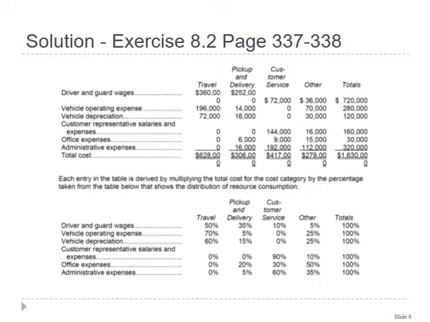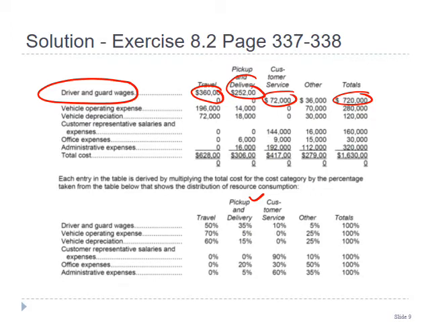So we know that company has given the driver and guard wages 720,000. So 50% of 720,000 is 360,000. 35% belongs to pickup and delivery, that is 252,000. 10% belongs to customer service, here is 72,000, and 5% belongs to other, that is 36,000. So this is how you fill the grid first stage allocation, right?